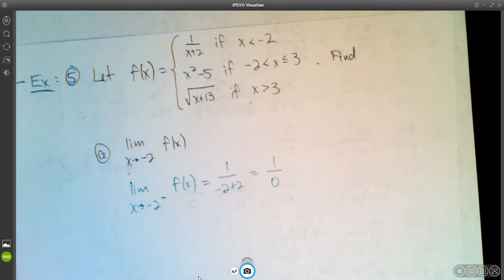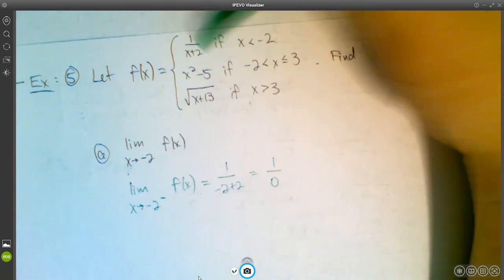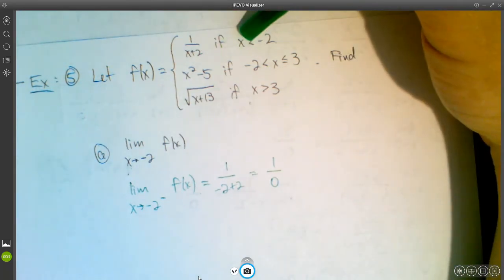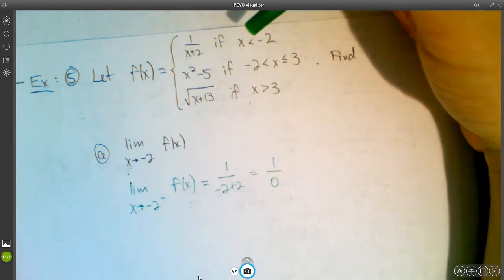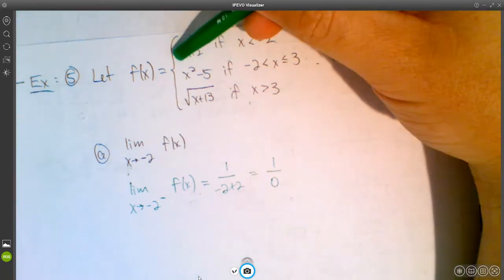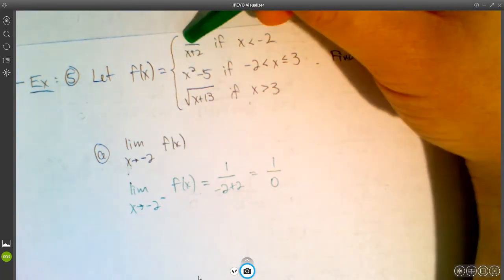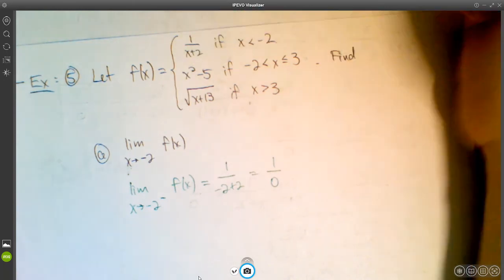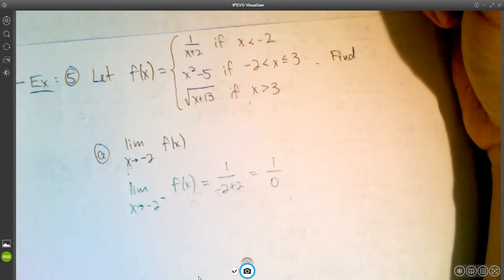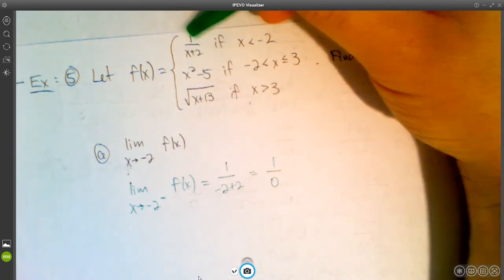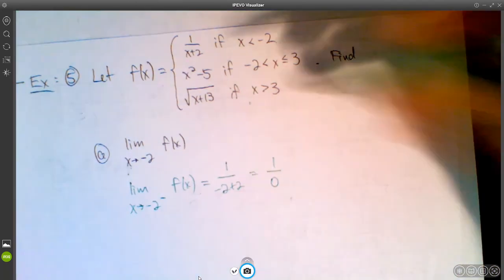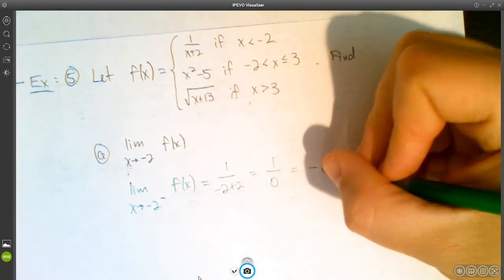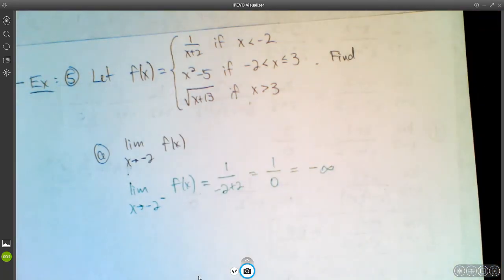So to figure out where it's heading, let's just think through this. Rather than making a table formally, I'm just going to think through this in my mind. If I'm plugging in numbers less than negative 2, like negative 2.1, for example, then negative 2.1 plus 2 is going to be a negative number, and 1 divided by a negative number is going to be negative, right? If I plug in negative 2.01, I'm still going to get a negative down here. So this thing must be shooting off to negative infinity as we approach from the left.